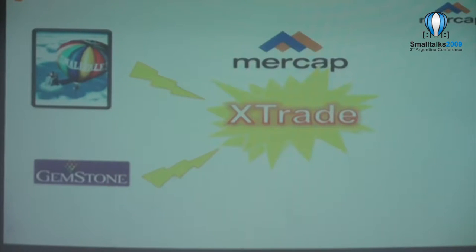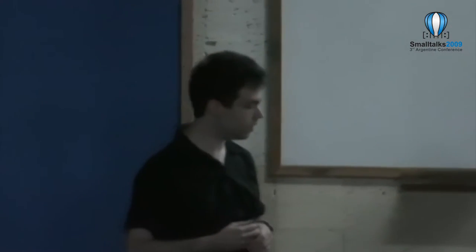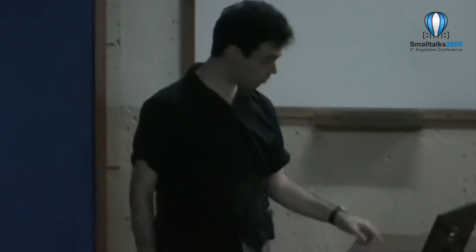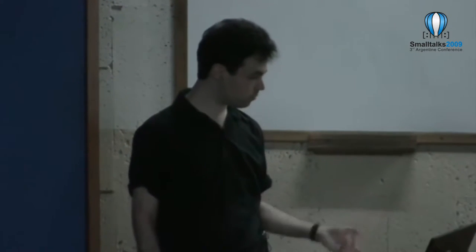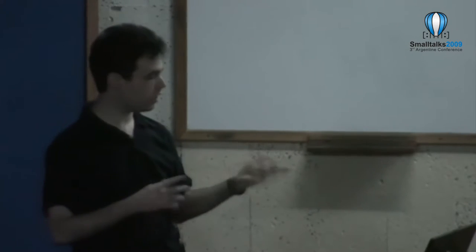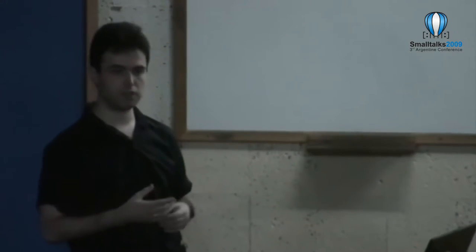It's a system that is developed at Mercap. It uses, obviously, Smalltalk, that's why we are here, particularly VA Smalltalk, and we use Gemstone instead of a database; all of the customer information is stored in Gemstone. XTrade has already produced some interesting modules that we've talked about previously, like the workflow system that's underlying most of the system. XTrade is basically asset management up to now.